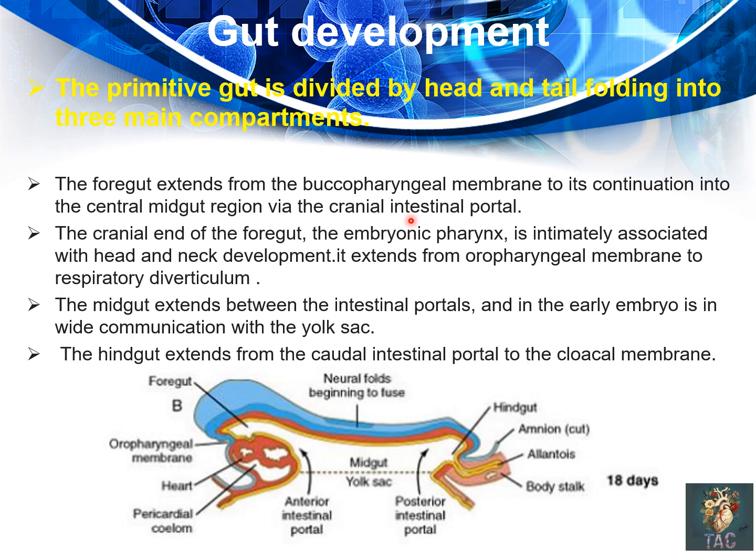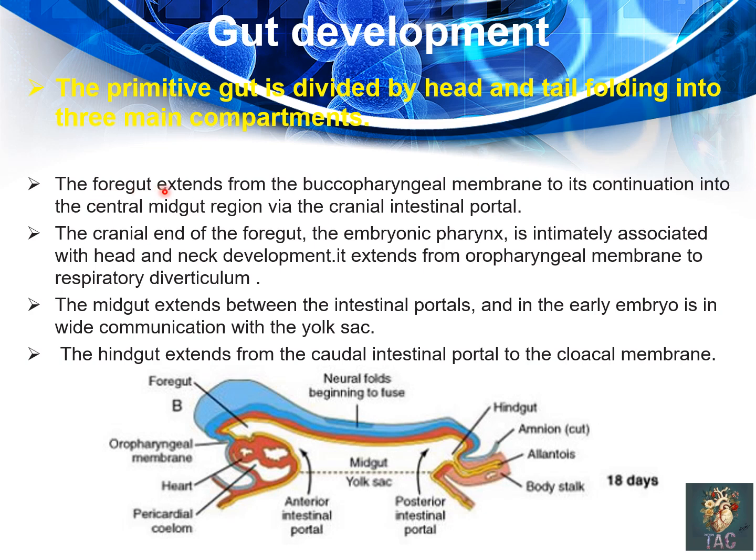So gut development. The primordial gut forms during the 4th week of development as the head fold, the caudal eminence, and the lateral body folds incorporate part of the dorsal part of the yolk sac into the body cavity. So the primitive gut is divided by the head and tail folds into 3 main compartments.